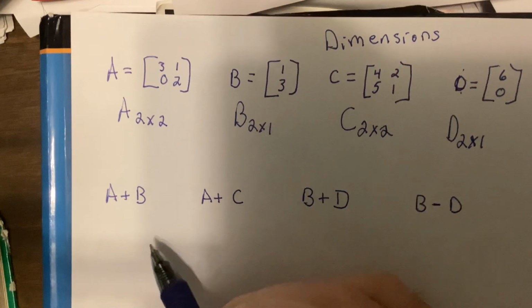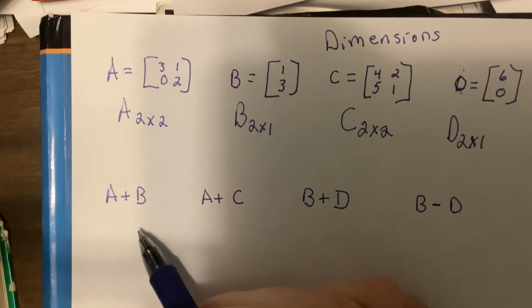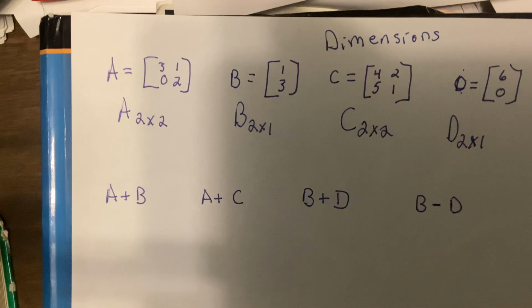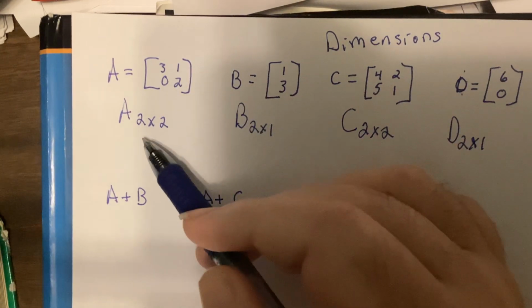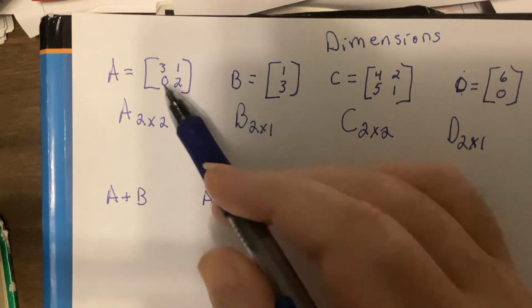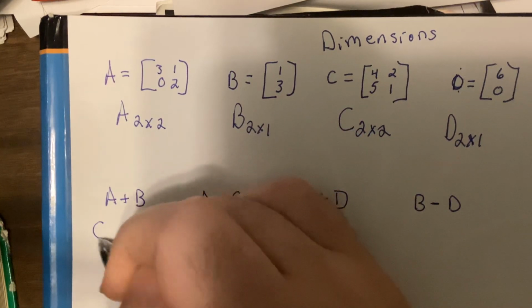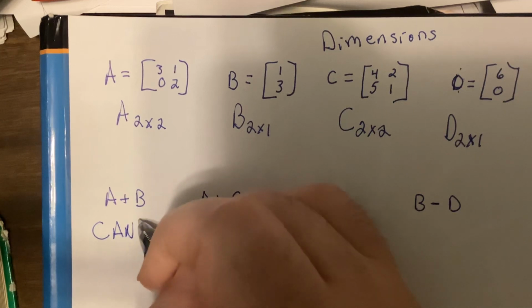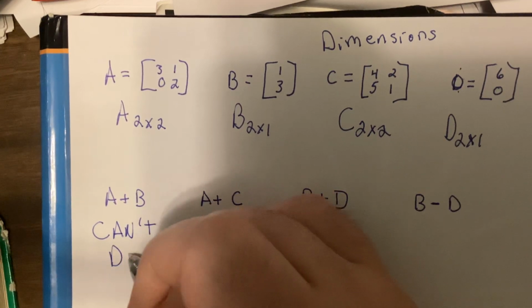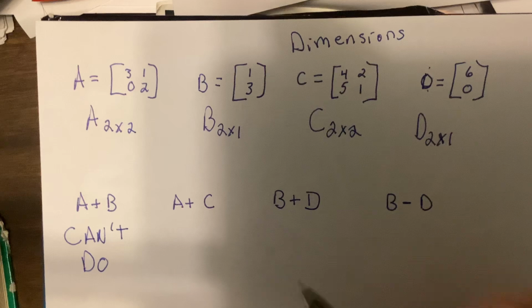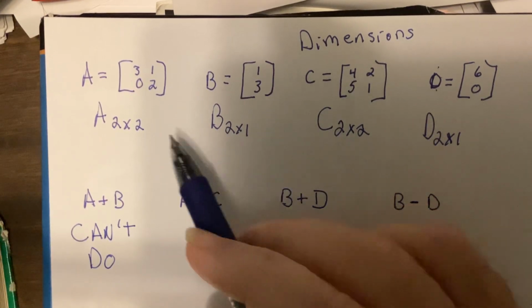So if I said add matrices, the first thing we have to do is to see, are they the same dimension? If they're not, we cannot add them. So 2 by 2, 2 by 1, I cannot add A to B. So you'd say, can't do it, cannot do it. Now A to C, they're both 2 by 2.